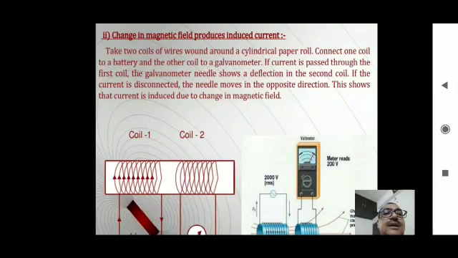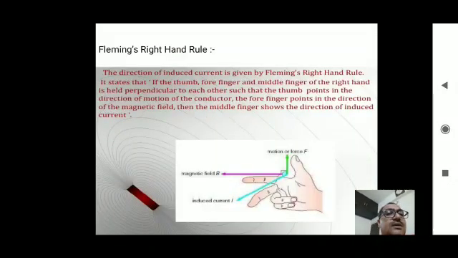So current is induced, it means current can be generated with the help of this coil 1 and coil 2, or with the help of a battery attached to coil 1, and we can say by moving the magnet, which we have learned in activity number 1. Now students, understand Fleming's right hand rule.